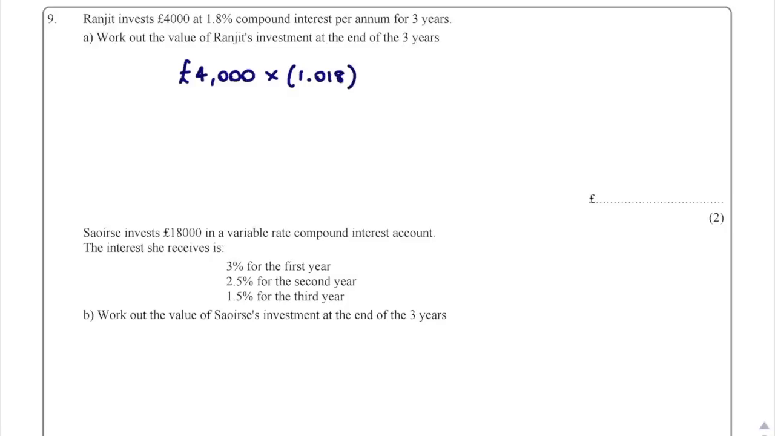Because what we're doing is we're taking 100% of £4,000 and then adding 1.8% of that £4,000. Now that's going to happen for 3 years, so we're going to raise this to the power of 3. So we can work that out on our calculator, and we end up getting an answer of £4,219.91. That's to 2 decimal places.